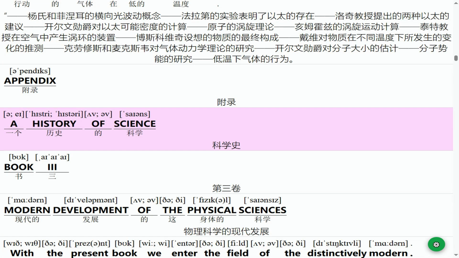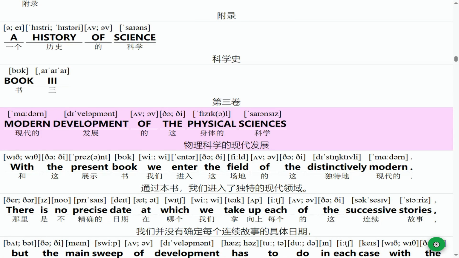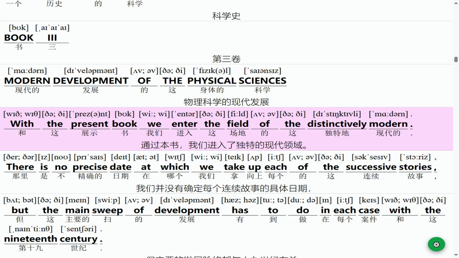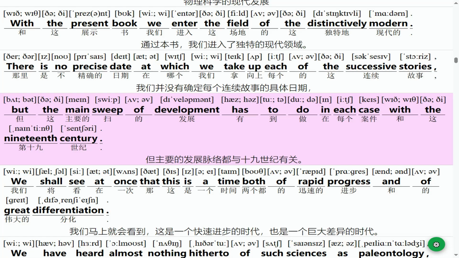Appendix. A History of Science. Book 3. Modern development of the physical sciences. With the present book, we enter the field of the distinctively modern. There is no precise date at which we take up each of the successive stories, but the main sweep of development has to do in each case with the 19th century.